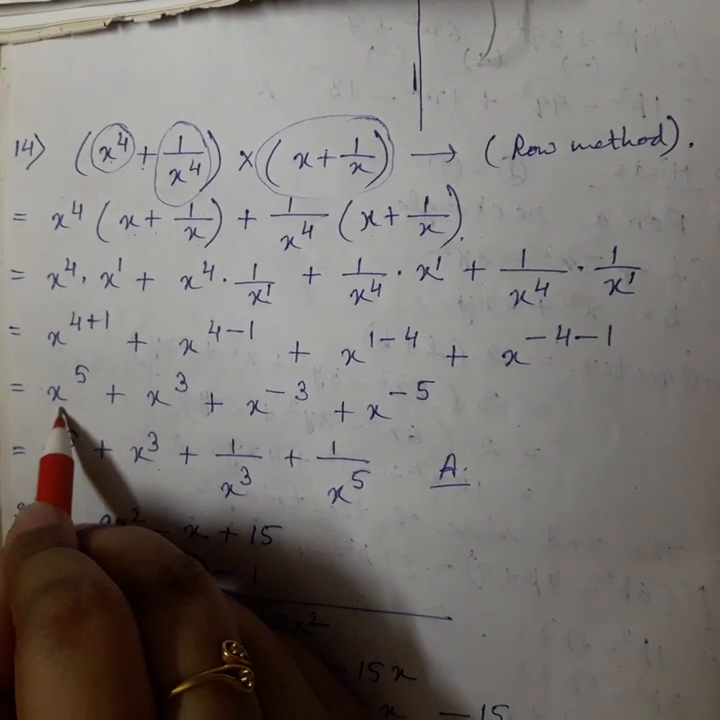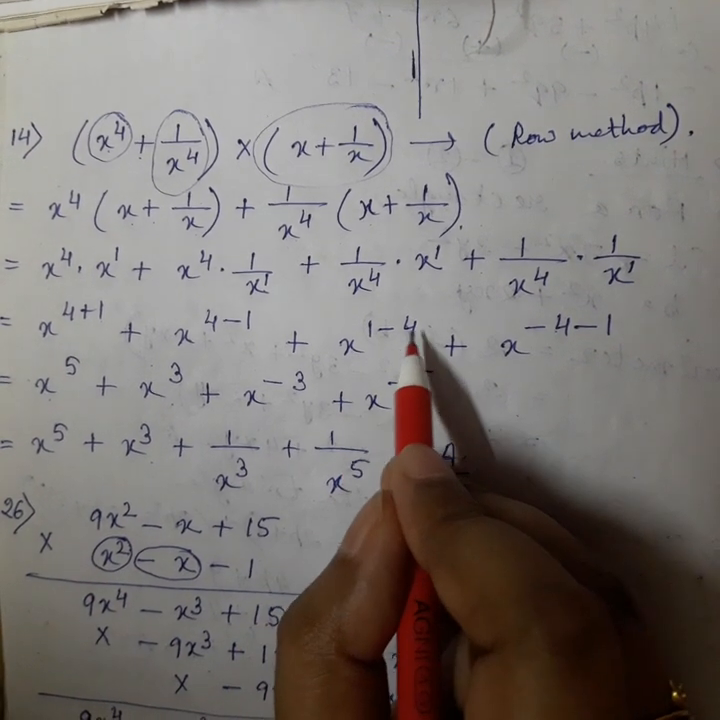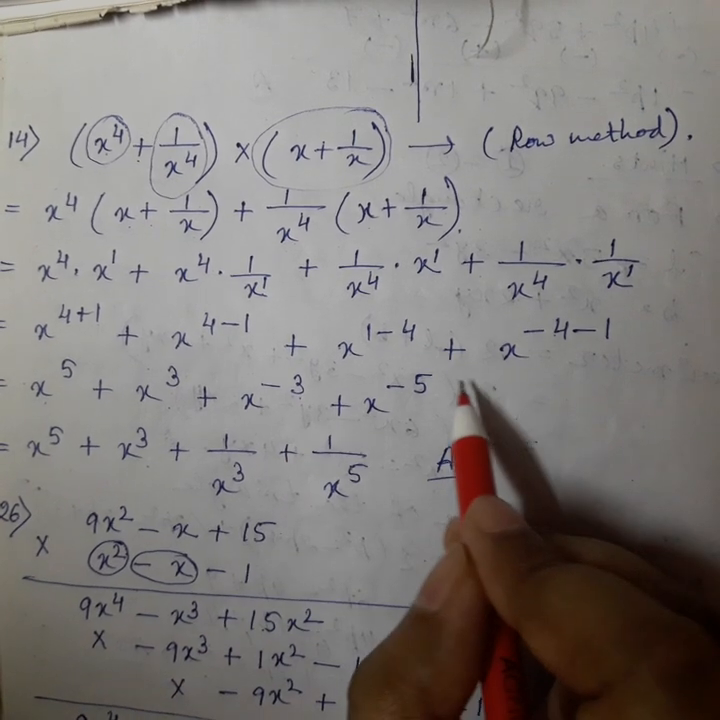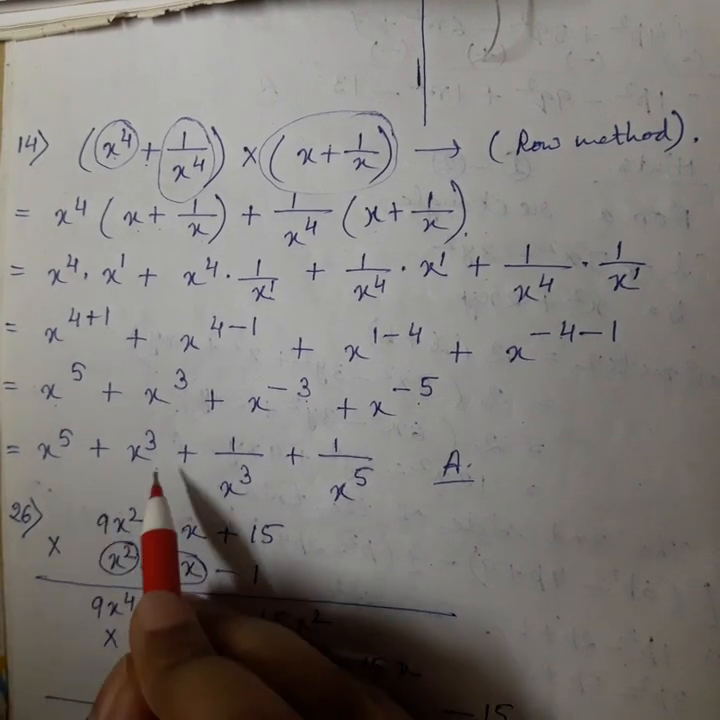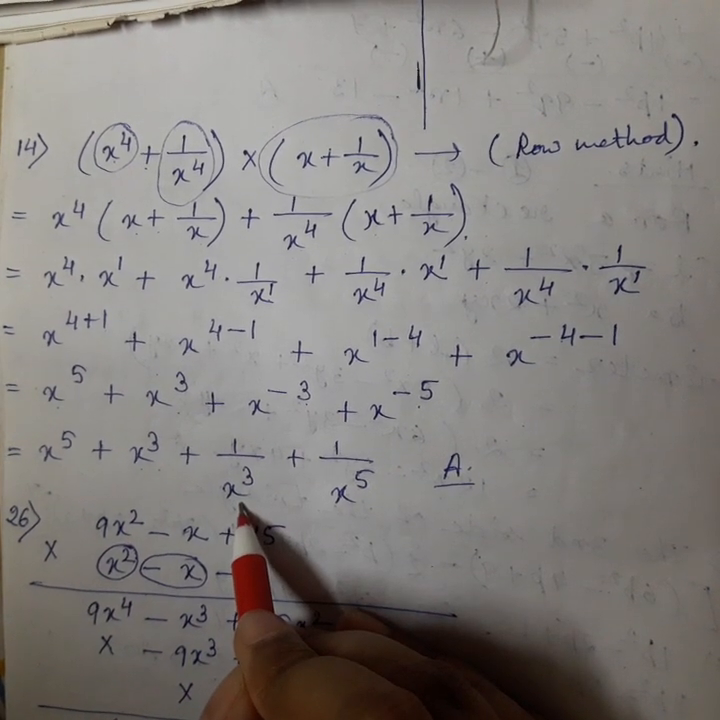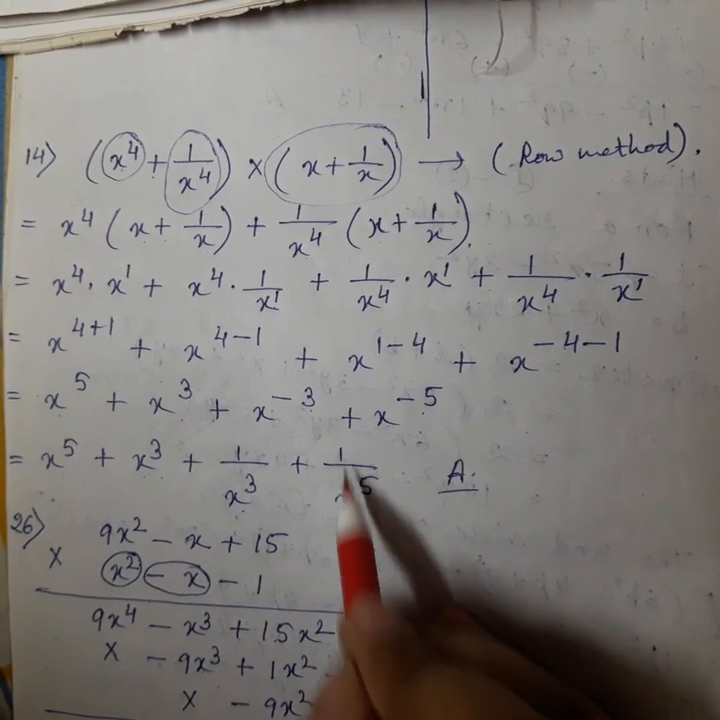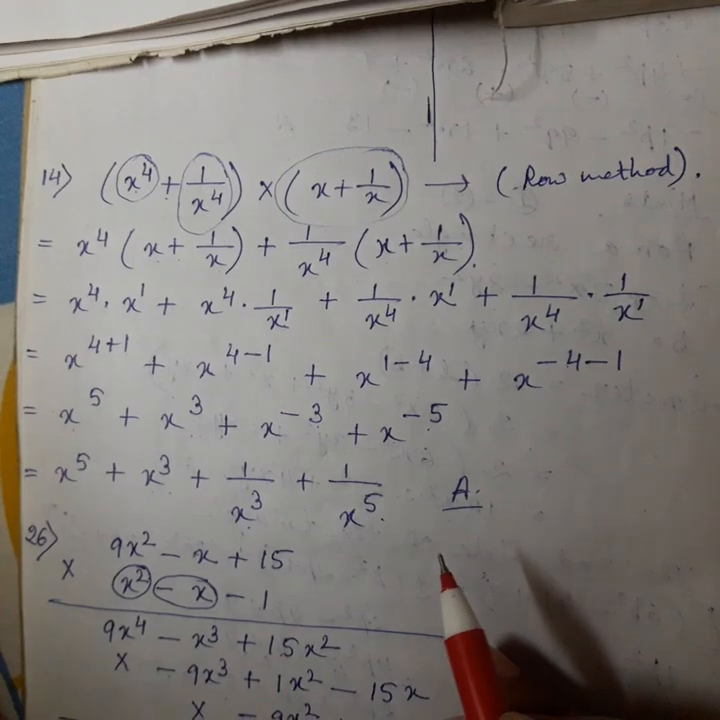So here it is coming x to the power 5 plus x to the power 3 plus x to the power 1 minus 4 means x to the power minus 3 plus x to the power minus 5. So x to the power 5 plus x to the power 3, x to the power minus 3 means 1 by x to the power 3, and x to the power minus 5 means 1 by x to the power 5. So this sum is complete.